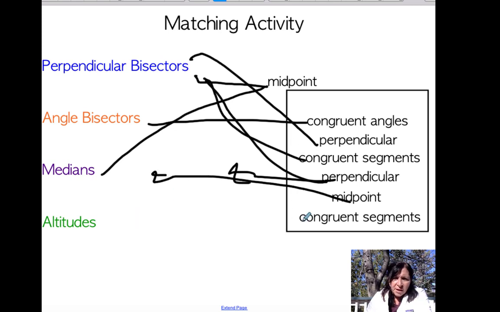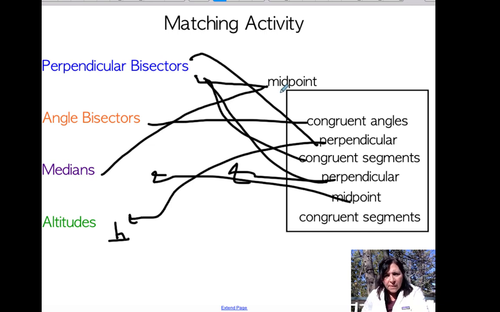Congruent segments, this one really didn't talk about. This is also perpendicular, whether it's inside or outside of the triangle. So I guess I could have used this one for that also. Congruent segments is perpendicular bisector as well.